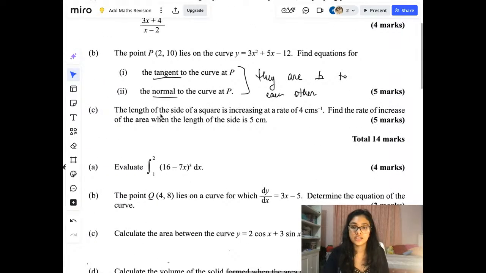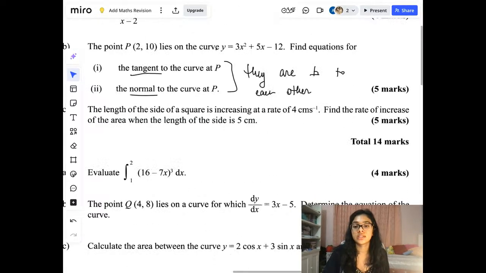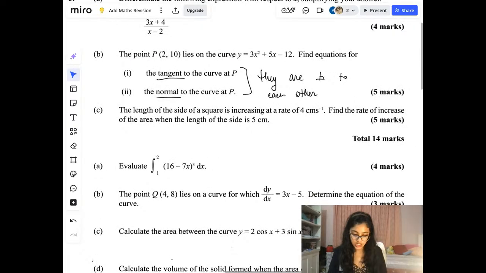The length of the side of a square is increasing at a rate of 4 centimeters per second. Find the rate of increase of the area when the length of the side is 5 centimeters. So this is something called rate of change.